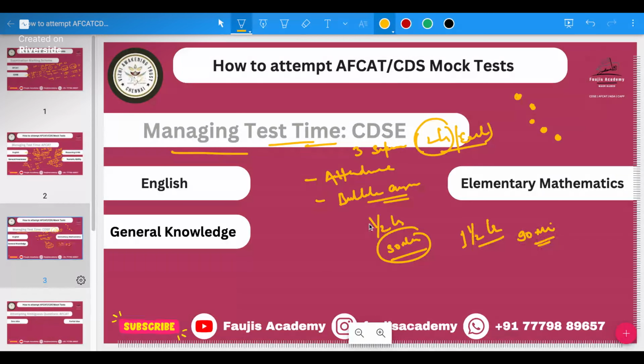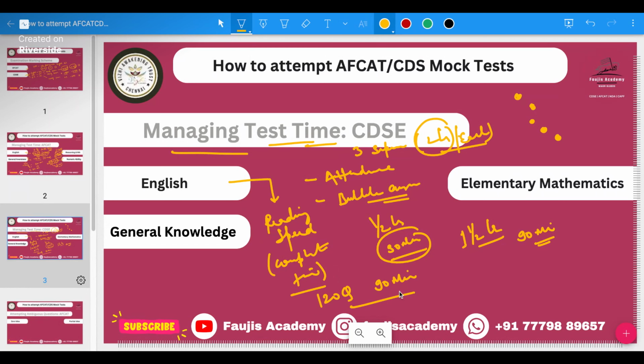That means 90 minutes. So in English, you have to be quick in reading. Your reading speed has to be good. If you have a very good reading speed, you will be able to complete the paper in time. And you will not just be completing the paper in time, you will be able to see all the questions, and that is what is important. Reading through 120 questions in 1.5 hours, in 90 minutes, is not an easy task. So it requires a lot of practice. I request you to do this practice at your own end.